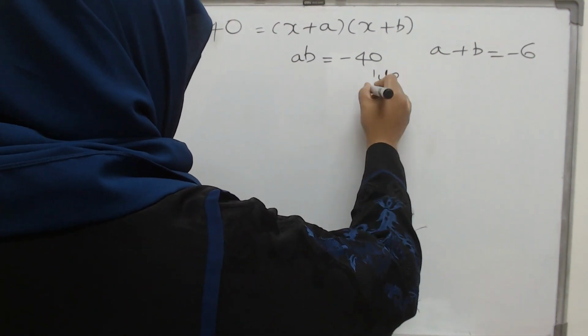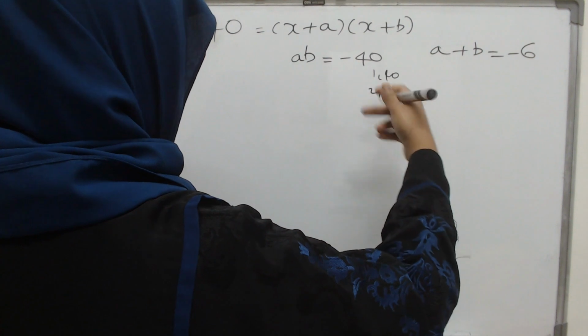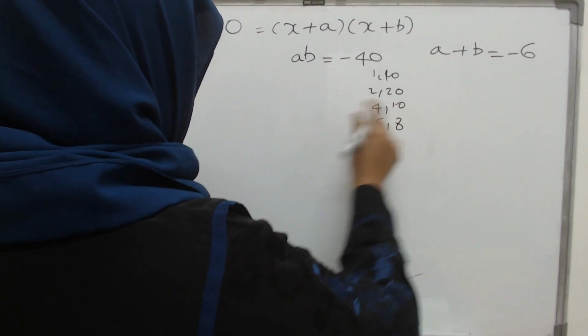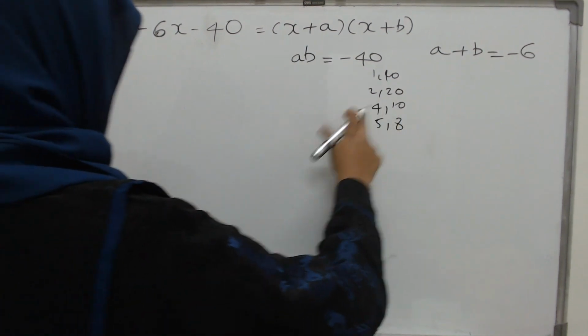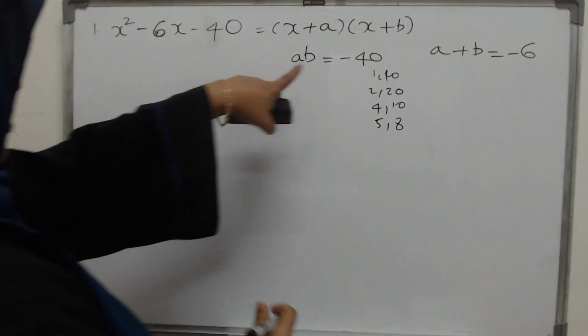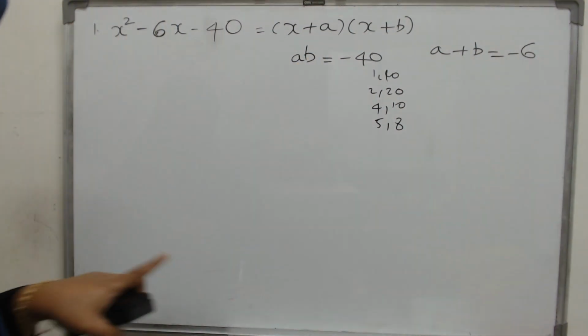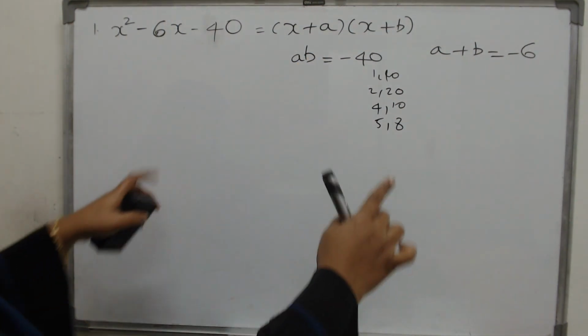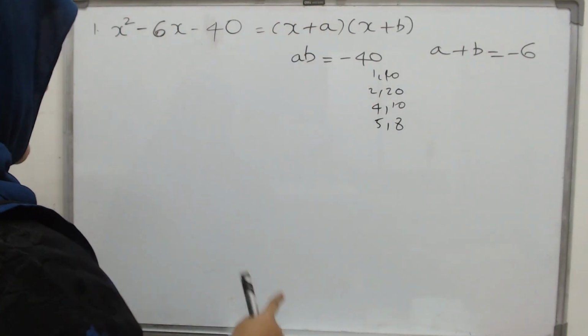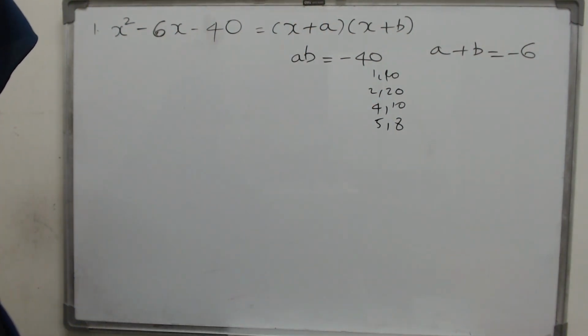There is 1 and 40, there is 2 and 20, then 3, no, then 4 and 10 and 5 and 8. Just stop here. Look at 4 and 10 and look at 6. You see what is happening here, right? But now look at the sign. What does this sign mean? When do you multiply 2 numbers and get a negative sign? When one is positive and the other is negative.